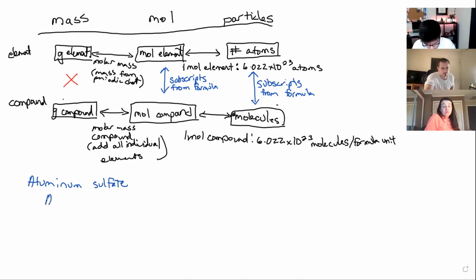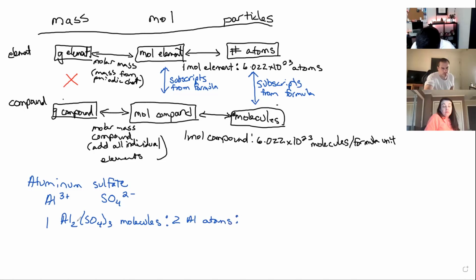So remember, aluminum, Al, has a 3+ charge. Sulfate, SO4, will give us a 2- charge, and we're going to flip-flop. That means I end up with Al2(SO4)3. So for one of these molecules, how many aluminum atoms do I get? The subscript tells me 2. So I get 2 aluminum atoms.